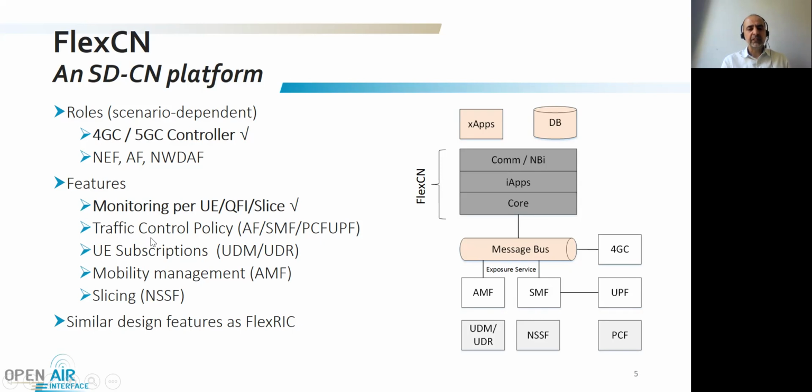It could feature, this is what we plan to implement, traffic control policy, which interacts with the AMF, SMF, PCF, and the UPF, UE subscription, which interacts with the UDM and the UDR network function, mobility management through interaction with the AMF, and slicing through the interaction with NSSF.